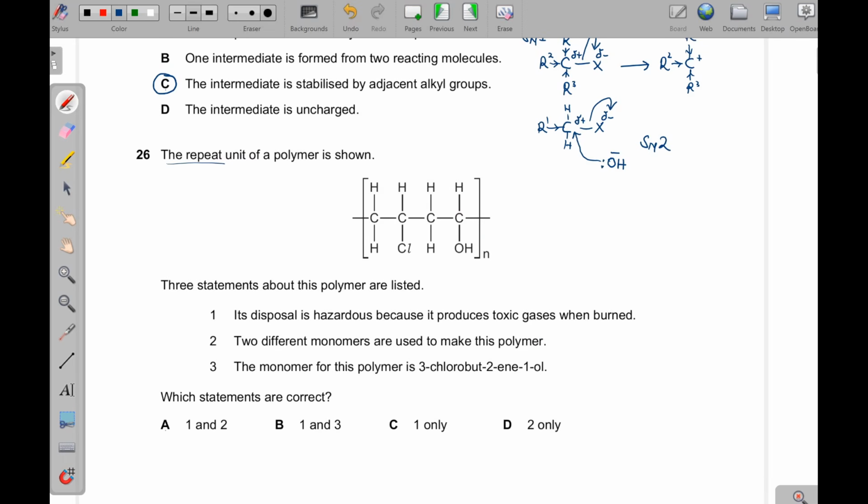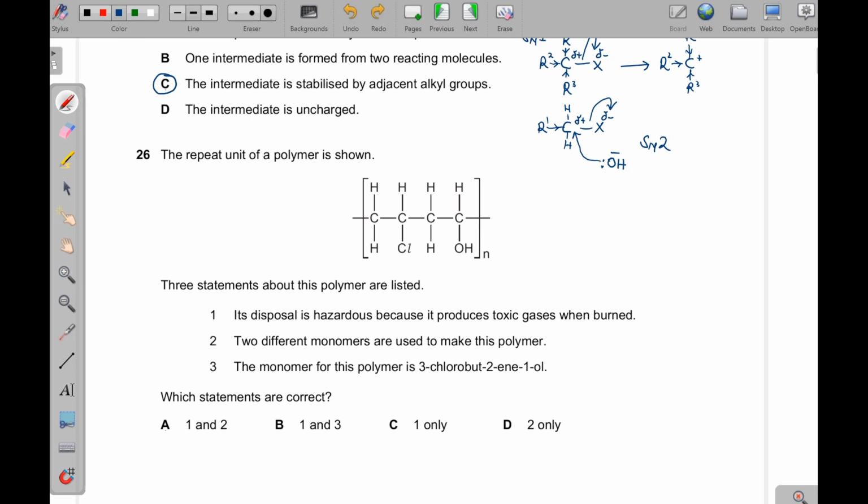Question 26. The repeat unit of a polymer is shown. This one is actually coming from what we call addition polymerization. Three statements about this polymer are listed. And of course, if it is coming from addition polymerization, then we should know that the monomers have to be alkenes. Its disposal is hazardous because it produces toxic gases. Yes, when you burn this, you produce oxides of chlorine. You see that? It will be toxic.